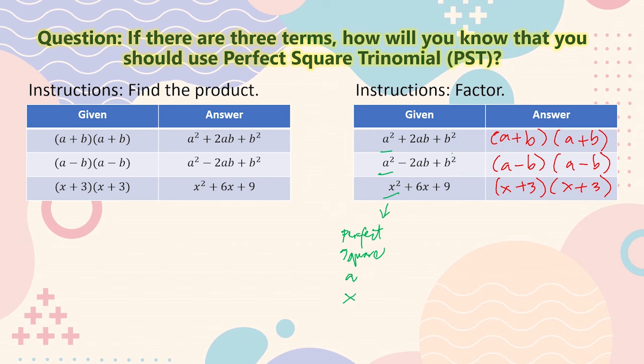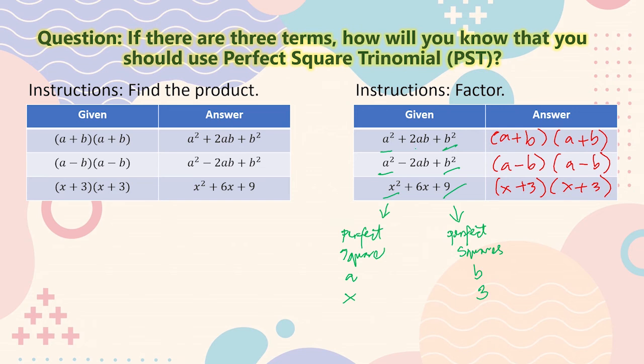Let's jump to the third term. What do we notice about the third term? Yes, that's correct. These are all perfect squares. What is the square root of b squared? That's a b. What's the square root of a 9? That's a 3.